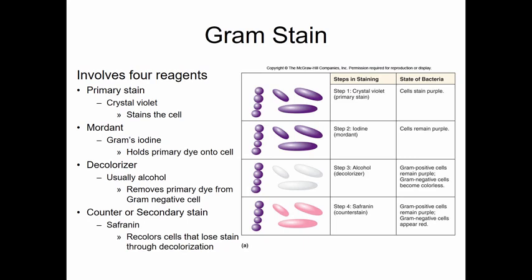In the event, for example, you forget to add your alcohol, these guys never go clear, which means they can't be pink in the end. Means everything still stays purple. If you forget the iodine, you're going to be more likely to decolorize your gram-positive cells, and you're more likely to end up with everything that's pink in the end.